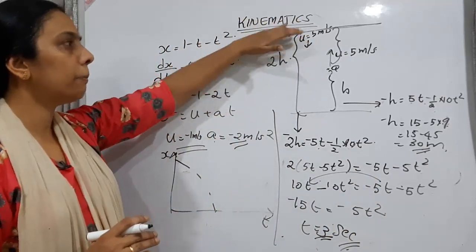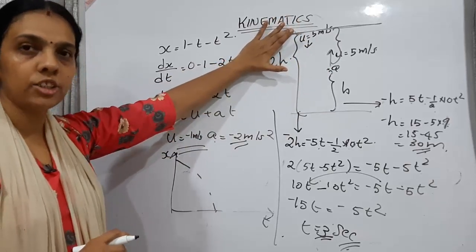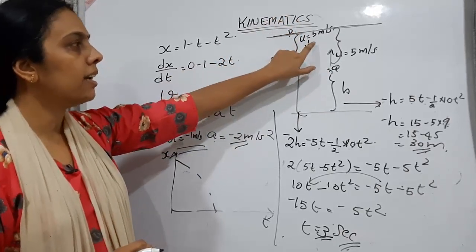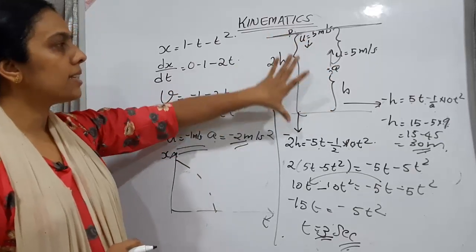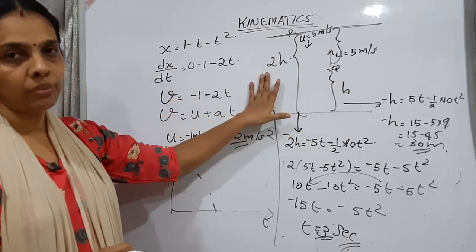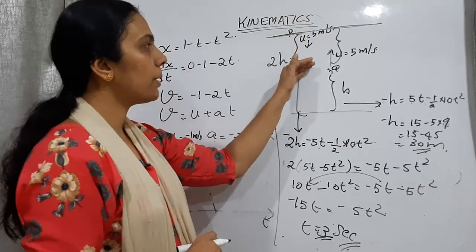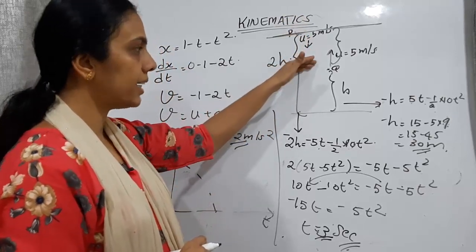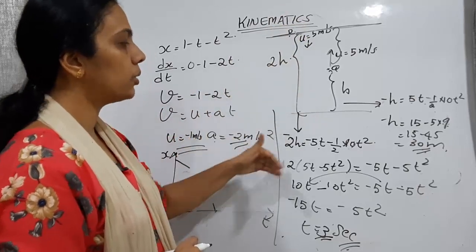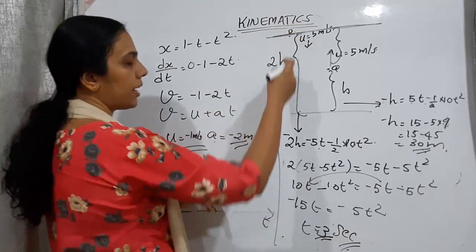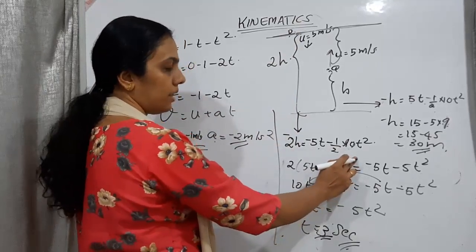From P, it's given that we are throwing an object in the downward direction with a velocity of 5 meter per second, and at a point H, Q is there; P is twice the height of Q. So here we consider H, and this is 2H. Since it is coming in the downward direction, u is negative, acceleration is also negative, and this is minus 2H. This is the downward direction. So here everything is negative.